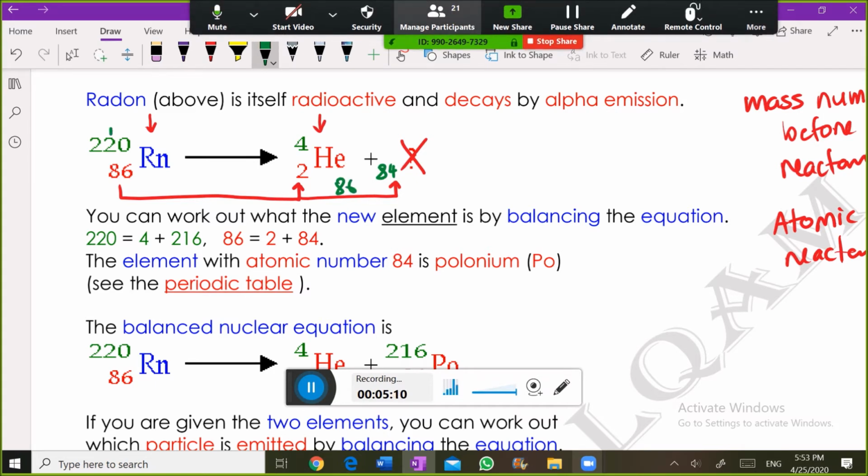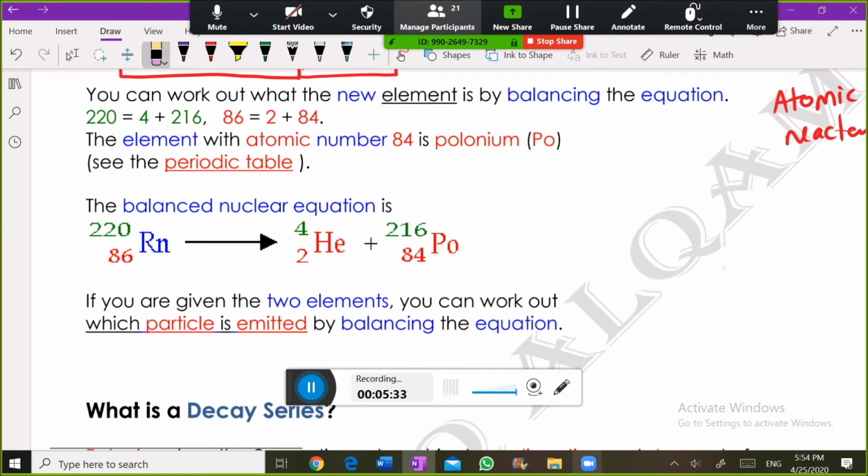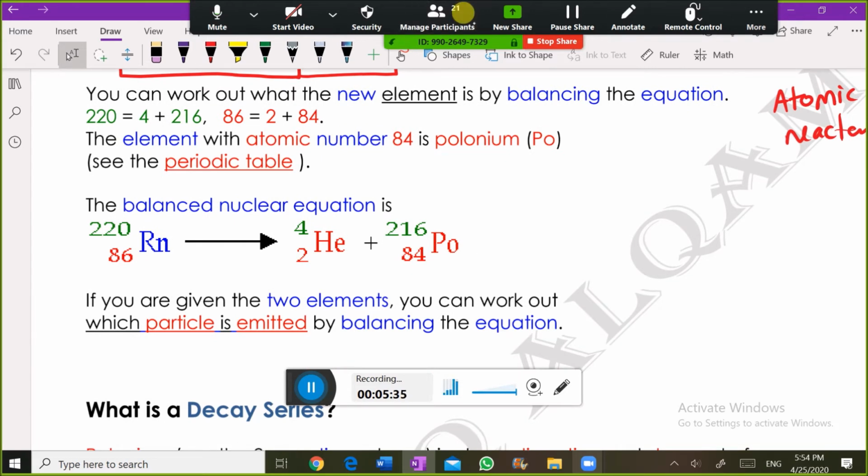As well, here, guys, we have 220. The first one is 4, so the second one must be 216. In this way, guys, the atomic number before is equivalent to the total atomic number after. The mass number before is equivalent to the mass number after. I think all of you are familiar with these things. So by finding the atomic number using the periodic table here, guys, I can determine the element.